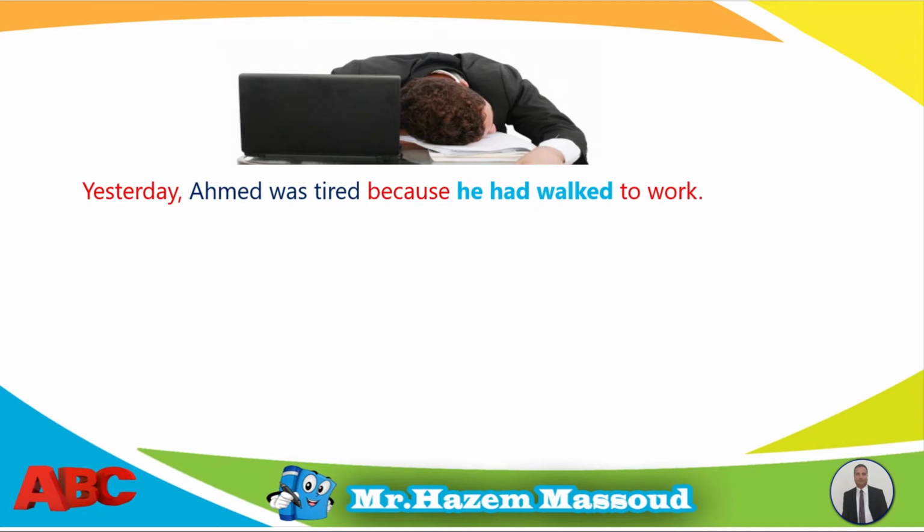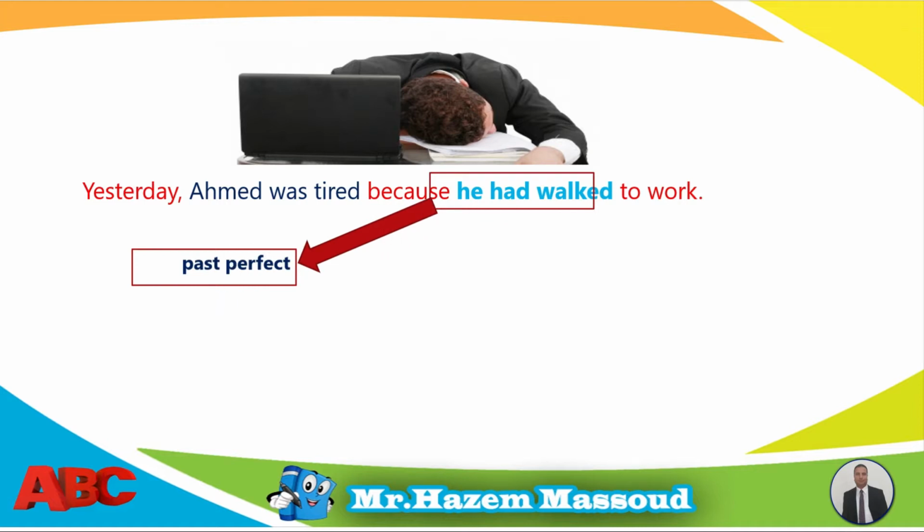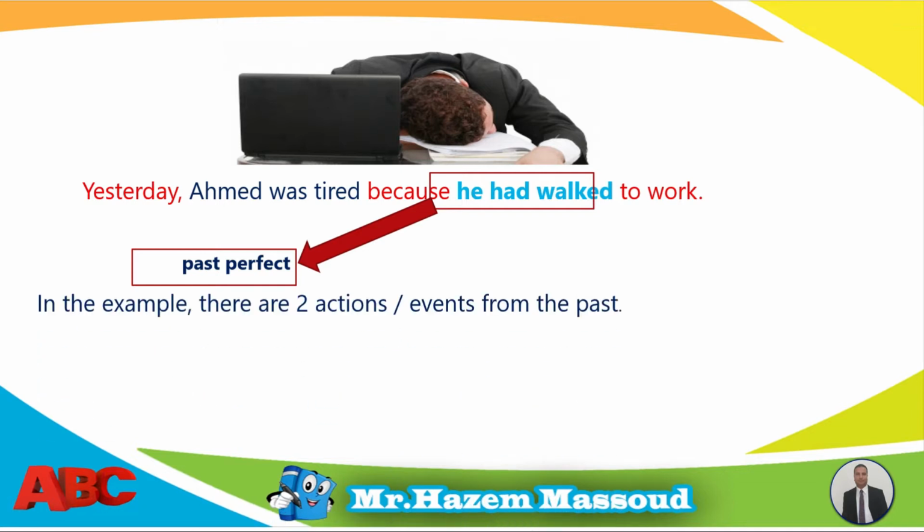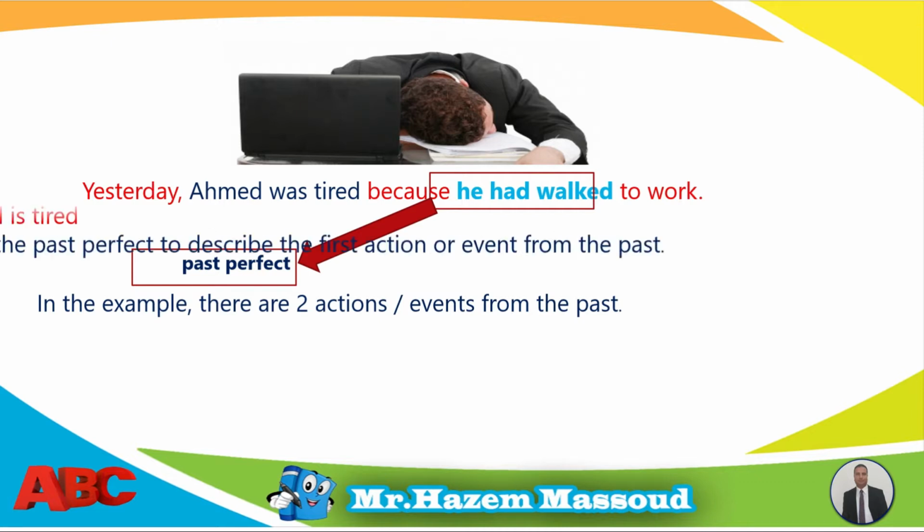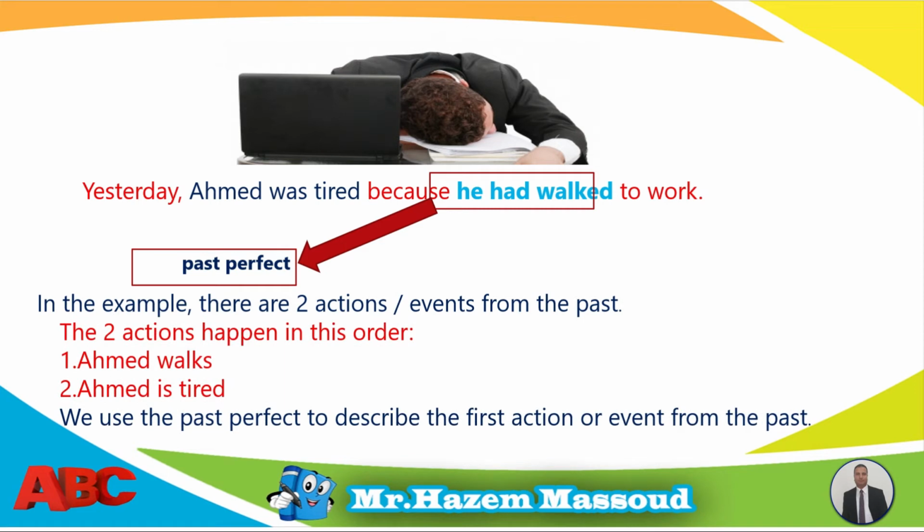Yesterday Ahmed was tired because he had walked to the work. He had walked to the work. This is a past perfect. In this example, there are two actions or two events from the past. The two actions happen in this order. The first action, Ahmed walks, and the second action, Ahmed is tired. And I use a past perfect to describe the first action or the first event. He had walked.